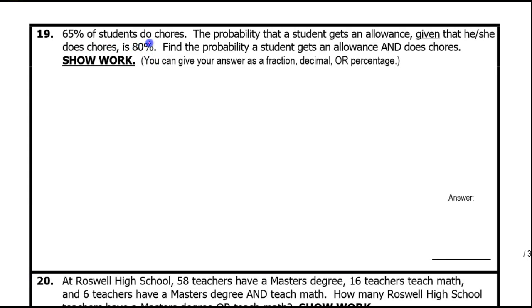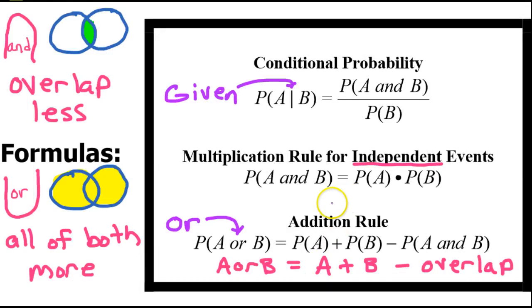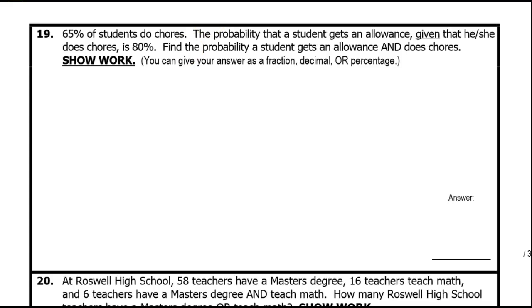Scanning through this, they even highlighted it for us: given that he or she does chores. So that tells me that we're going to end up using this first formula. Let's make a little list for ourselves. Let's start by picking the events. Some students do chores, some students get allowance. Those are the 2 events we're talking about. So we will let C be does chores, and we will let A be gets allowance.